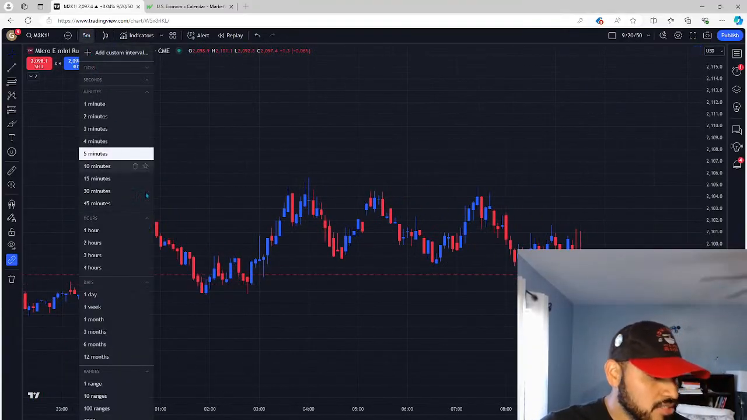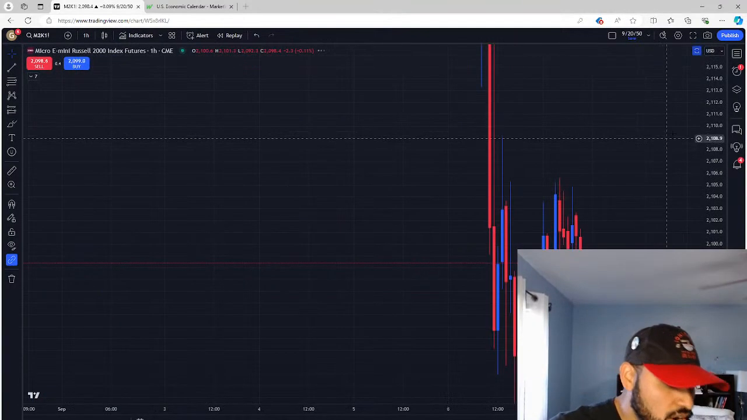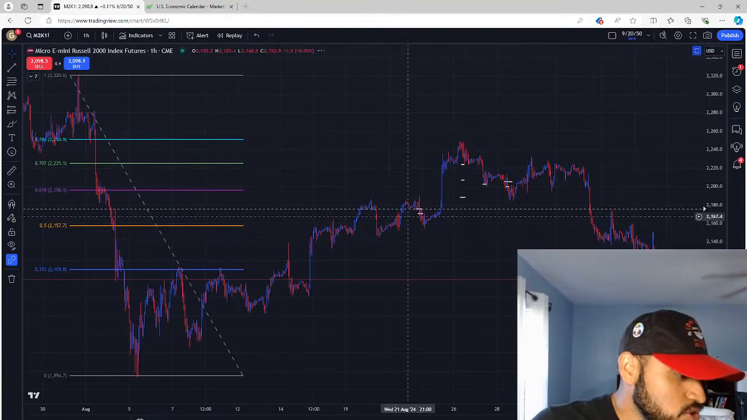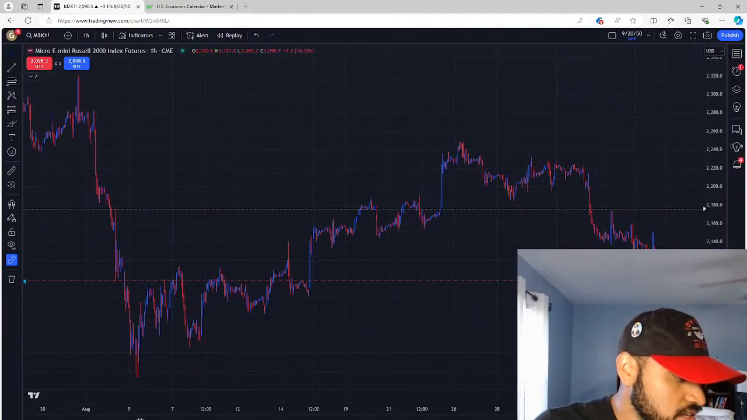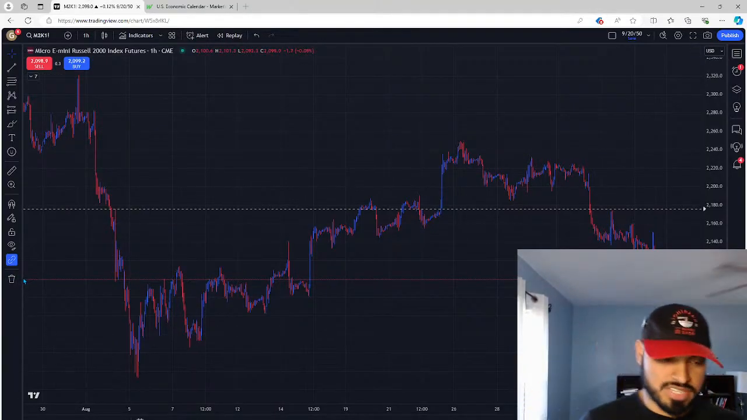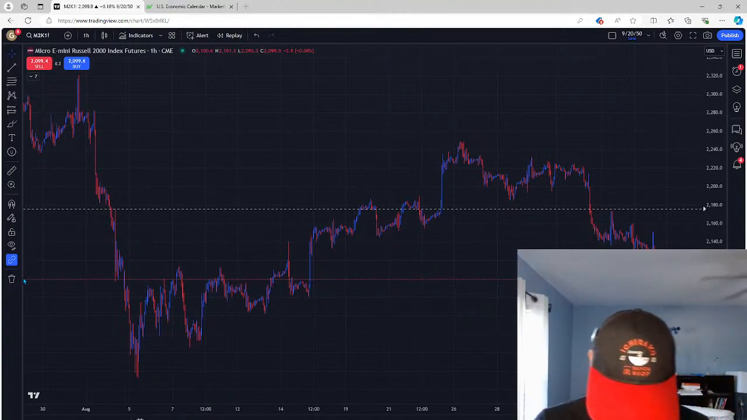So what we're going to do now is some charting. We are definitely going to do some charting and see where we're at in price ranges, support and resistance, and what the trading range is for the day.